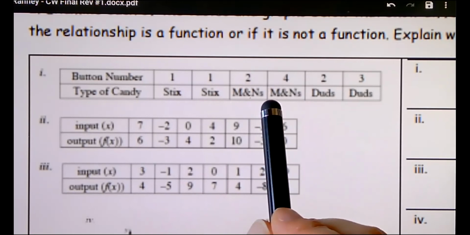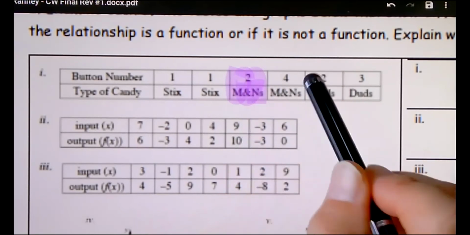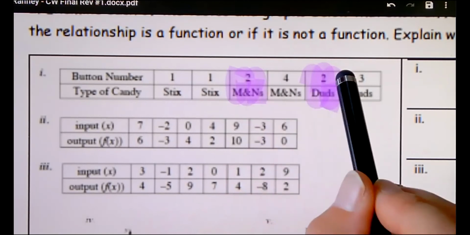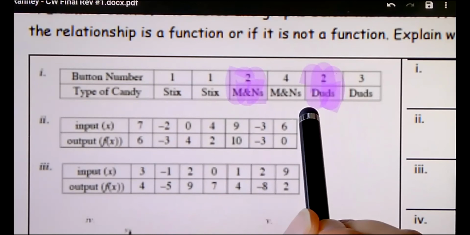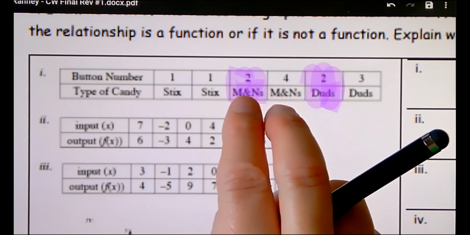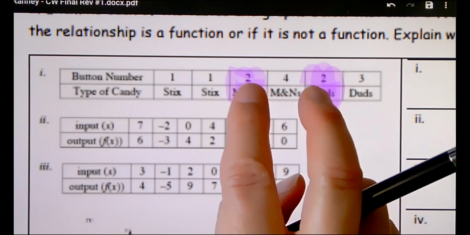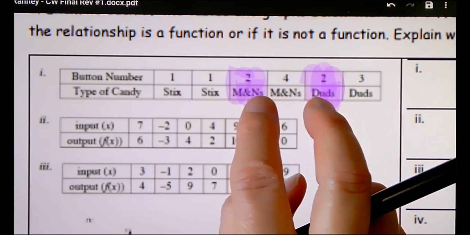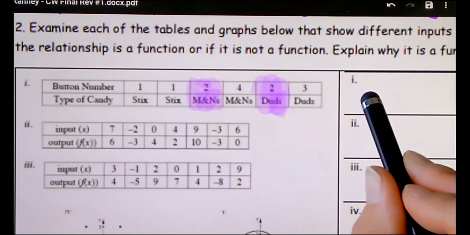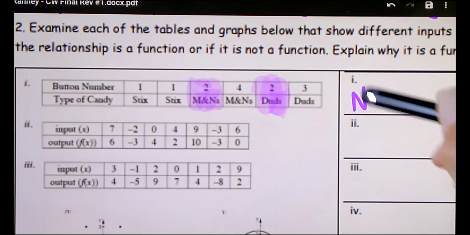The problem is that here, I press button 2, I got M&Ms, but then the next time I press button 2, I got duds. This is our problem. This X, this input, has 2 totally different outputs. That's not a function. So it's okay that 2 different inputs go to the same output. It's even okay that these 2 go to the same output, but having the same button or the same input go to 2 totally different outputs, that's not okay. So this one is not a function. I'm just going to write no or yes, just to shorten it. So this is no, not a function.